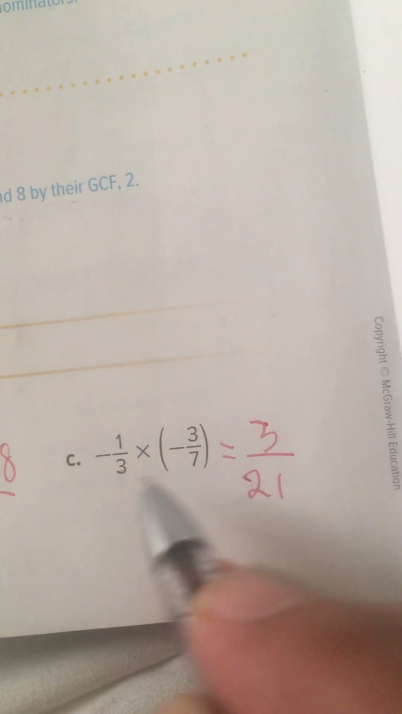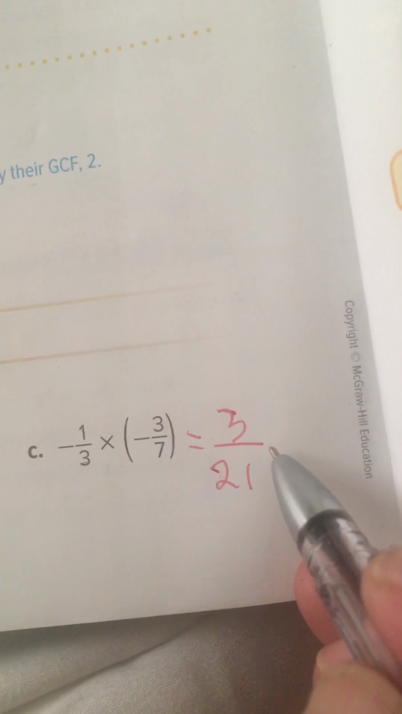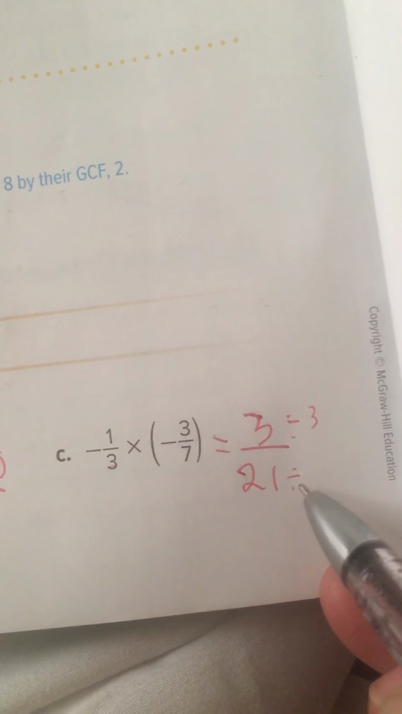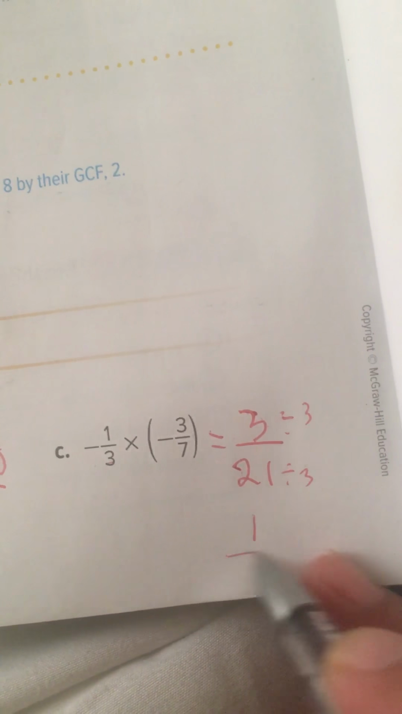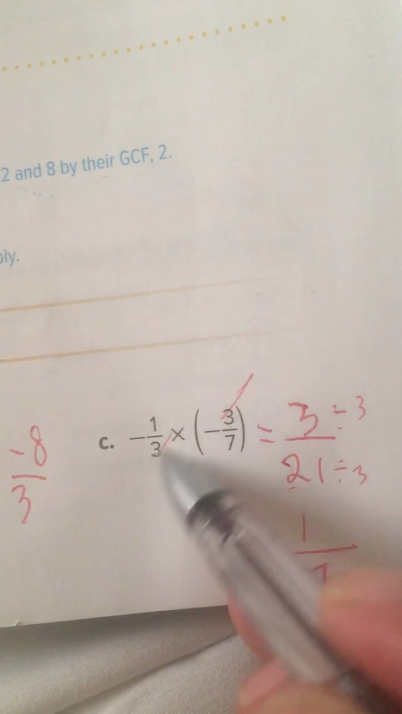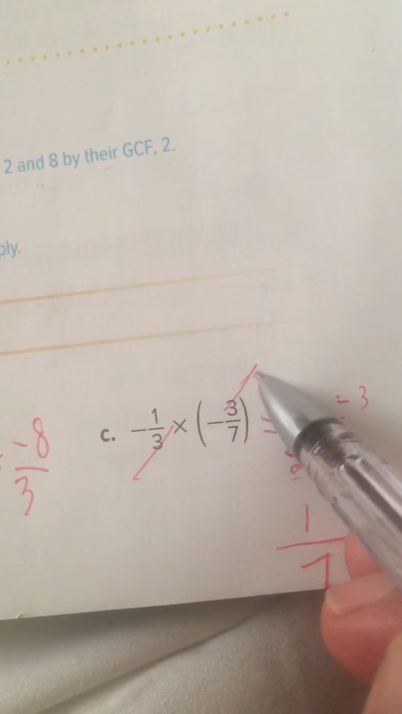1 multiplied by 3 is 3. 3 multiplied by 7 is 21. Simplest form. Divide by 3, divide by 3. 3 divided by 3 is 1. 21 divided by 3 is 7. Check your answer. You can delete 3 with 3, so the answer is 1 out of 7.